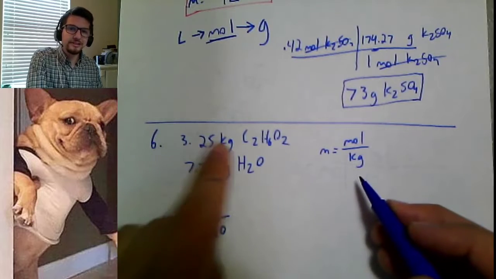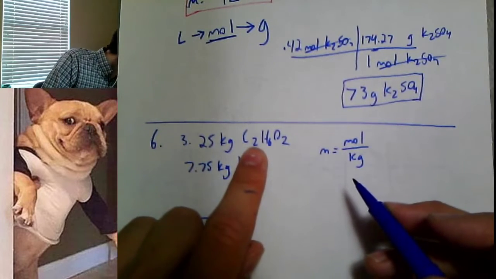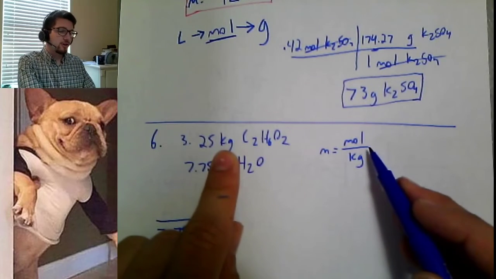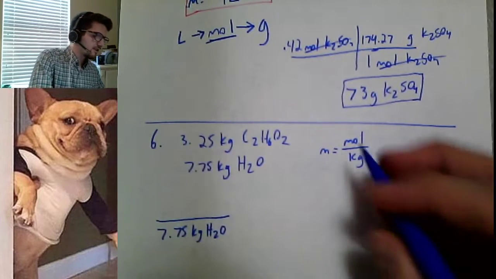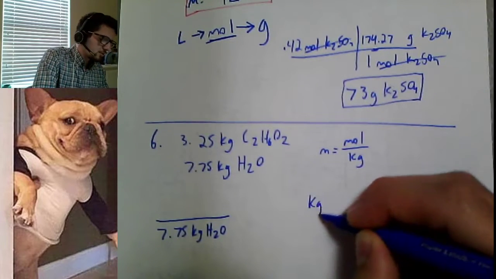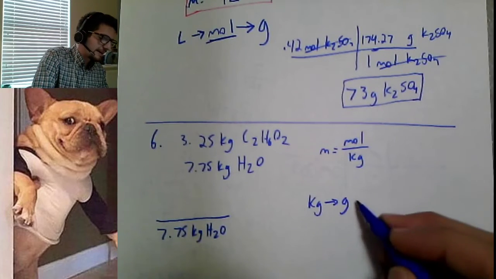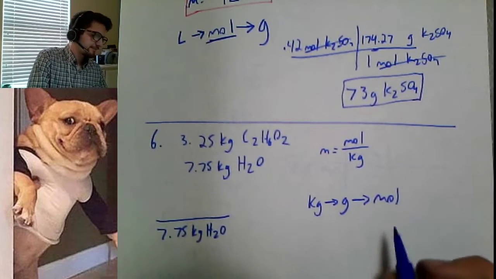Now what's supposed to be in the numerator? 3.25 kilograms of, what is it? Ethylene glycol. Is that in the right form? No, I need it to be in moles, and it's in kilograms. So how do I get from kilograms to moles? Well, I can't be in kilograms. I need to be in grams, and I know how to go from grams to moles. So it looks like this is going to be my process.